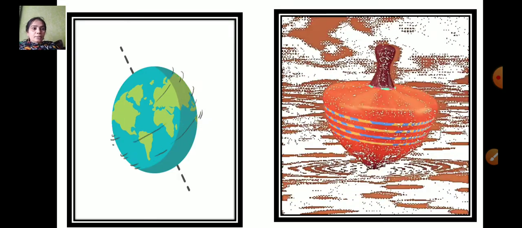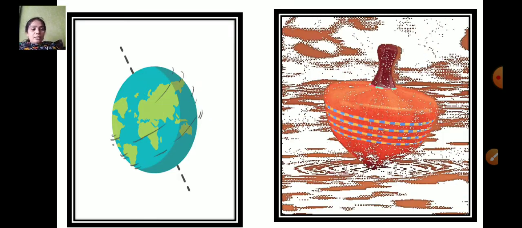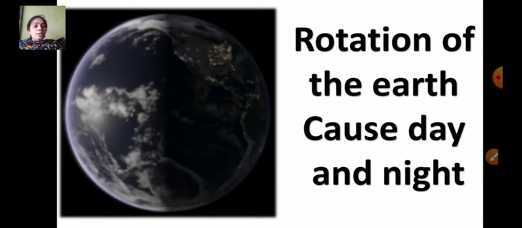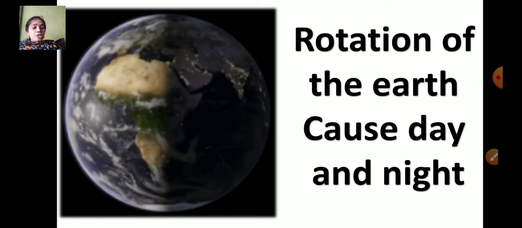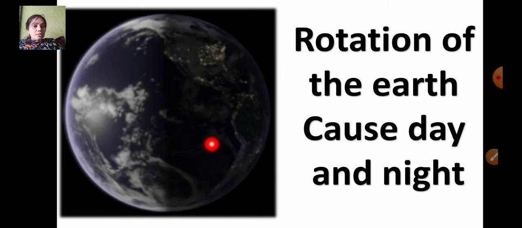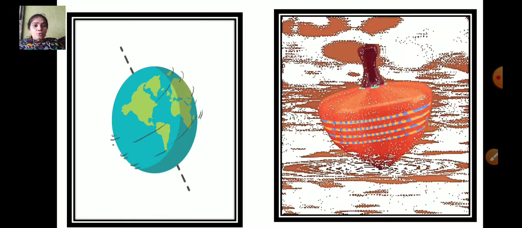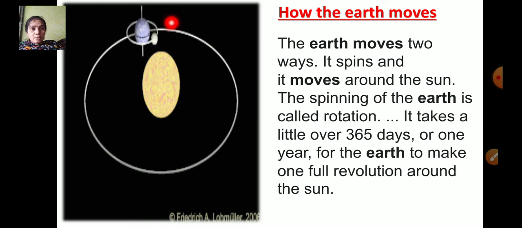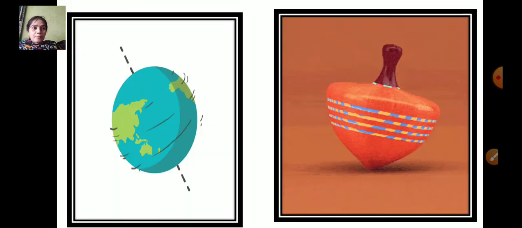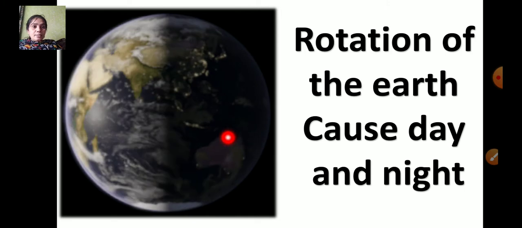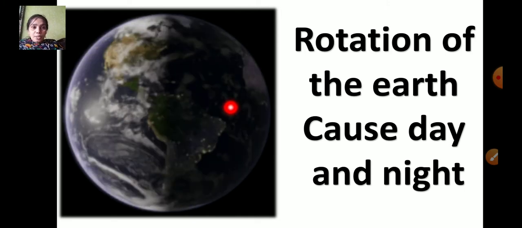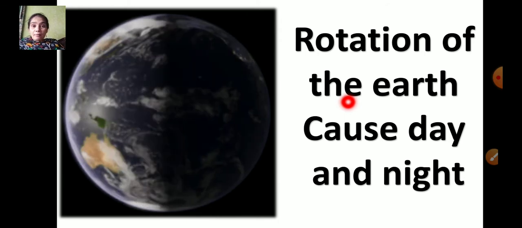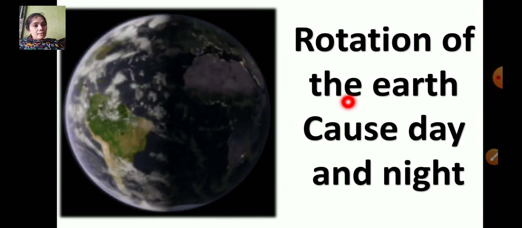And when the earth is rotating, it also causes day and night. The rotation of the earth causes day and night. As I showed you in this picture, the earth is rotating like this. When it is rotating, the part which is facing the sun has daytime and the other part is nighttime.